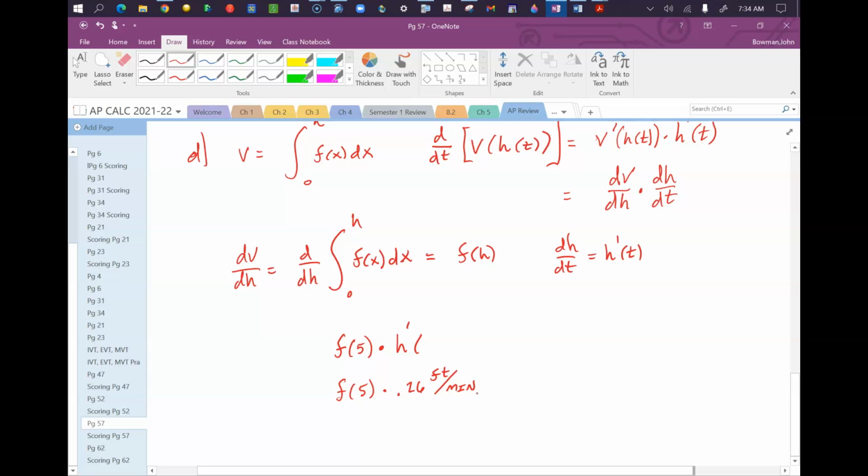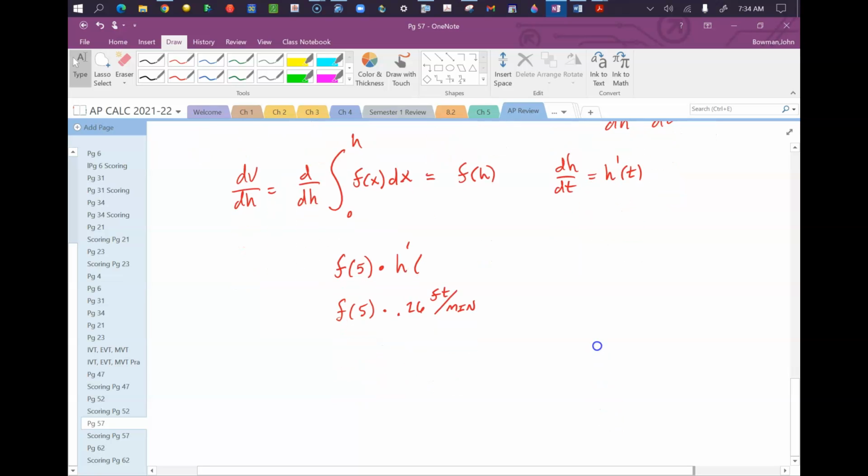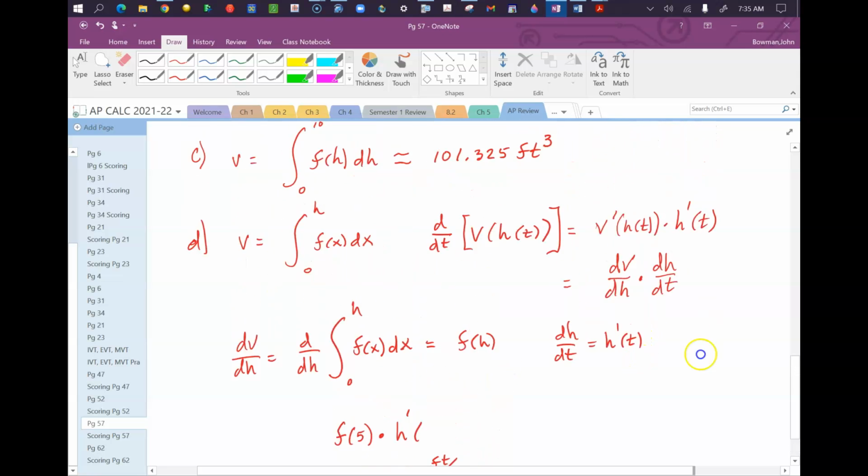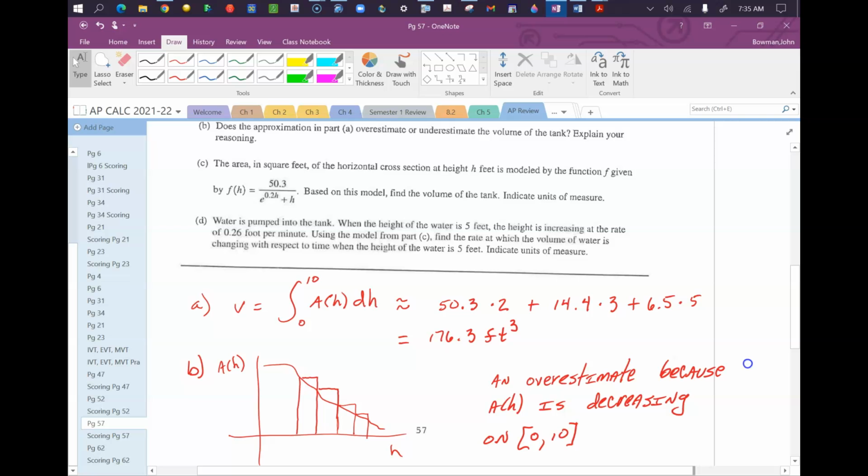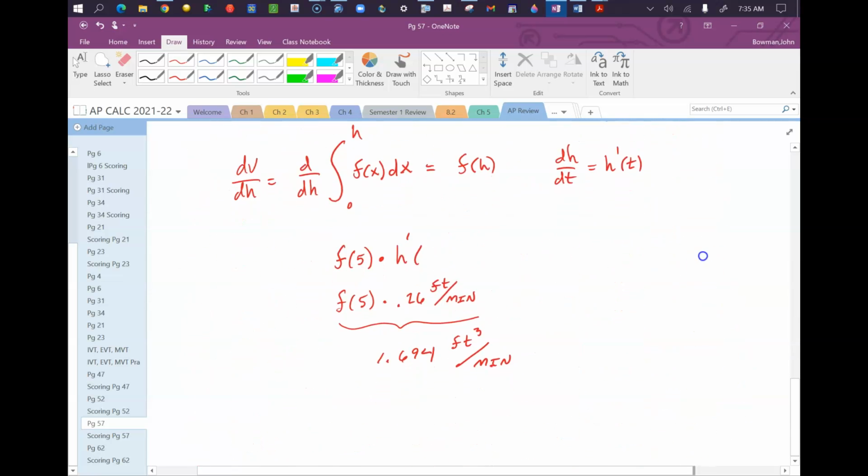Using the calculator, we evaluate f of 5, plugging that in. When we simplify all this, we end up with 1.694 cubic feet per minute. We're simply plugging in 5 into function f, which they gave us right up here. And that should be our final answer. So let's take a look at the scoring on that.